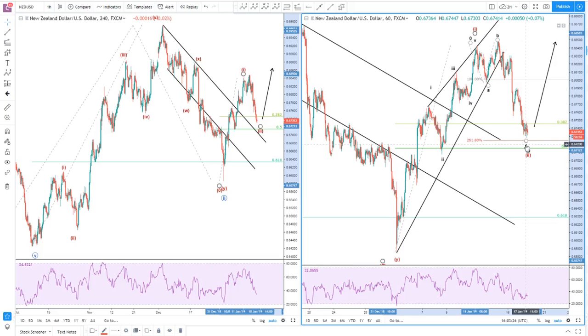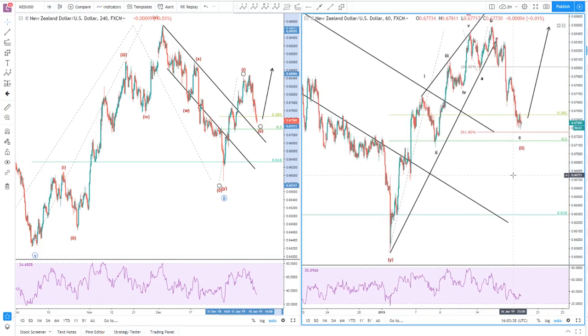I don't want to baffle too many new guys with all this kind of jargon, but this is essentially why we are taking this trade, based on a number of factors, one of them being the wave count, that we've had 5 up and 3 down, essentially.